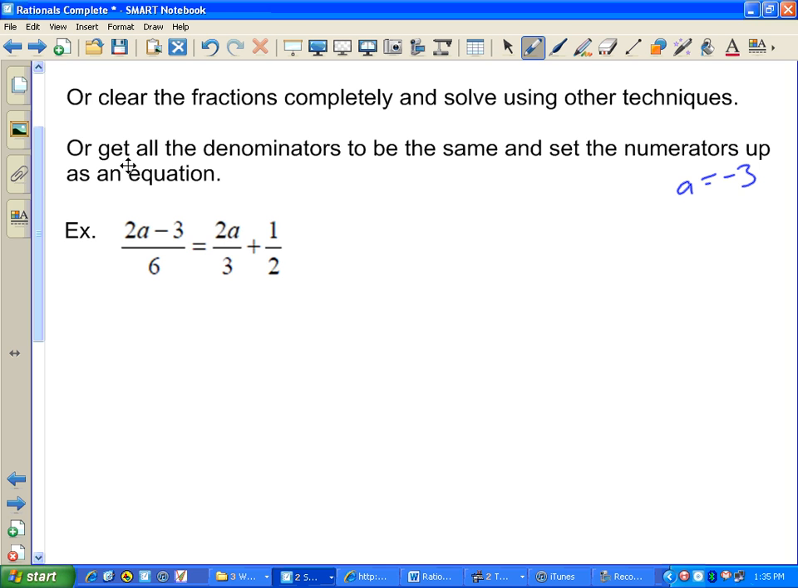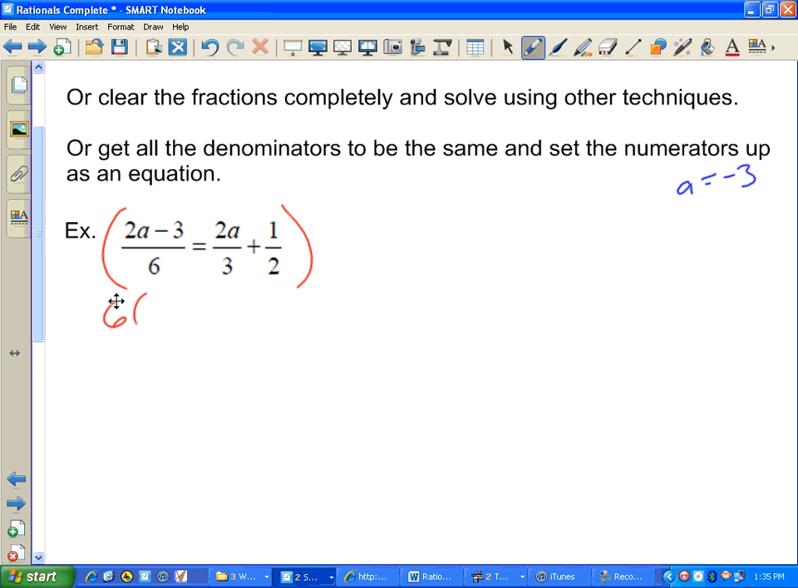So if I want to clear the fractions completely, what I'm going to do is multiply by the denominator that will get rid of everything. So if I look, I've got denominators of 2, 3, and 6. Well, I could multiply by each one of these. I could multiply everything by 6 times 3 times 2, and that would definitely clear all the denominators. But 6 will clear out all the denominators, because 6 will cancel the 3 and the 2 and the 6. So I'm going to multiply everything by 6.